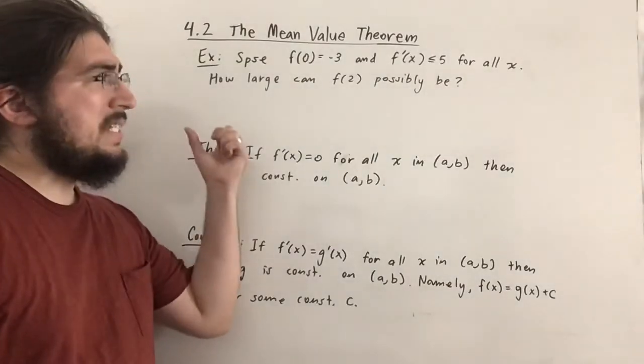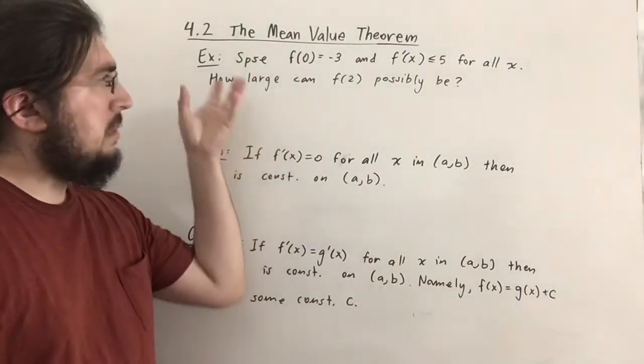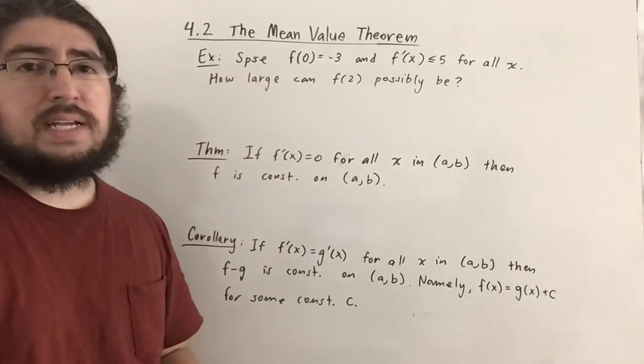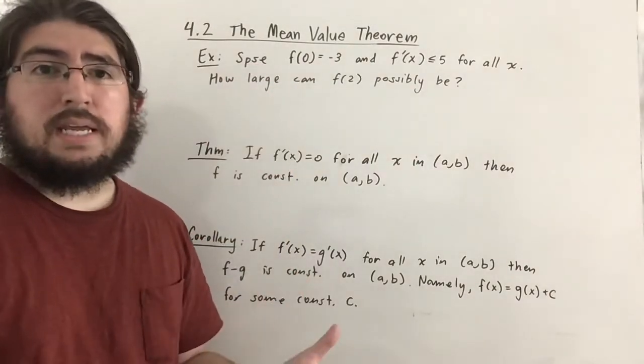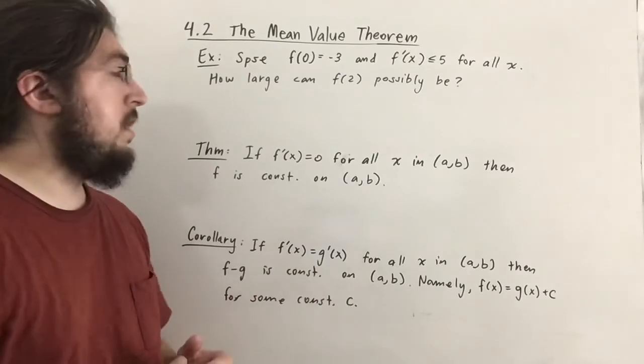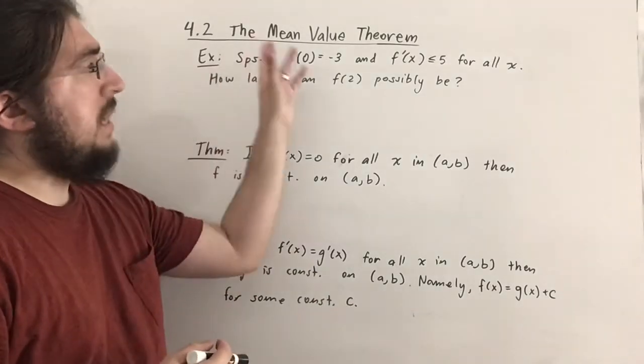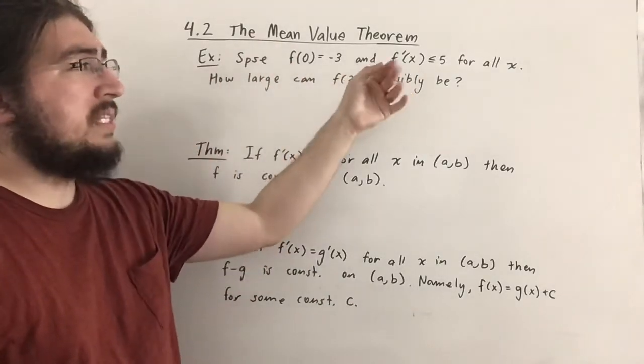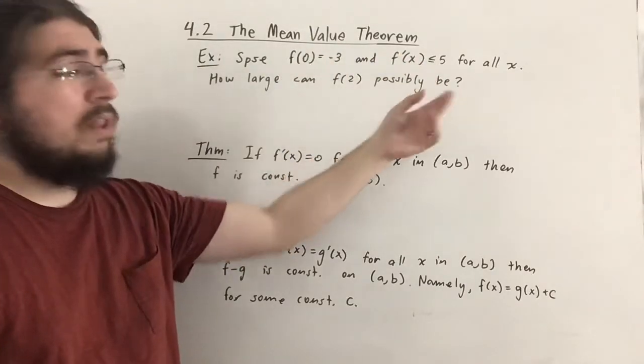Right, so for this next example, it's kind of theoretical in some sense. Notice we get some certain properties of f of x. It doesn't even tell us what f of x actually is. There's no formula or expression for it. So let's just read. It says, suppose f of 0 is negative 3 and f prime of x is less than or equal to 5 for all x.